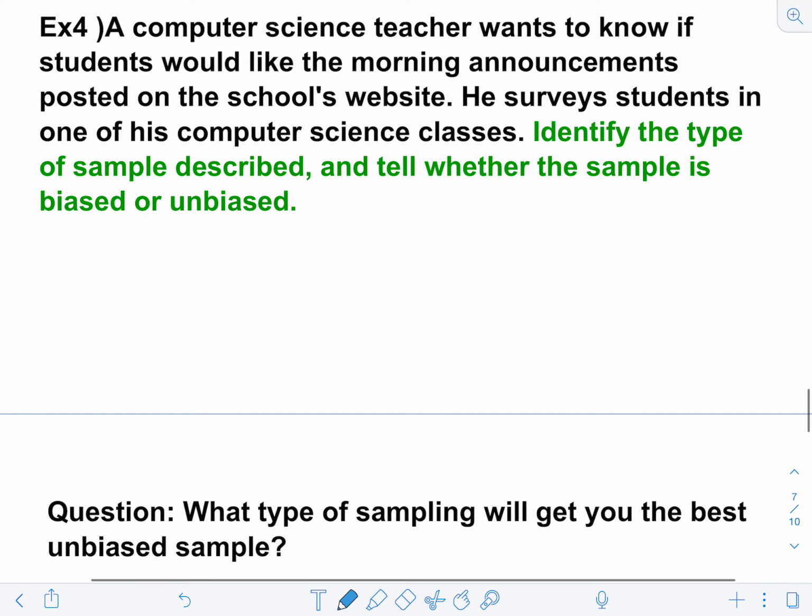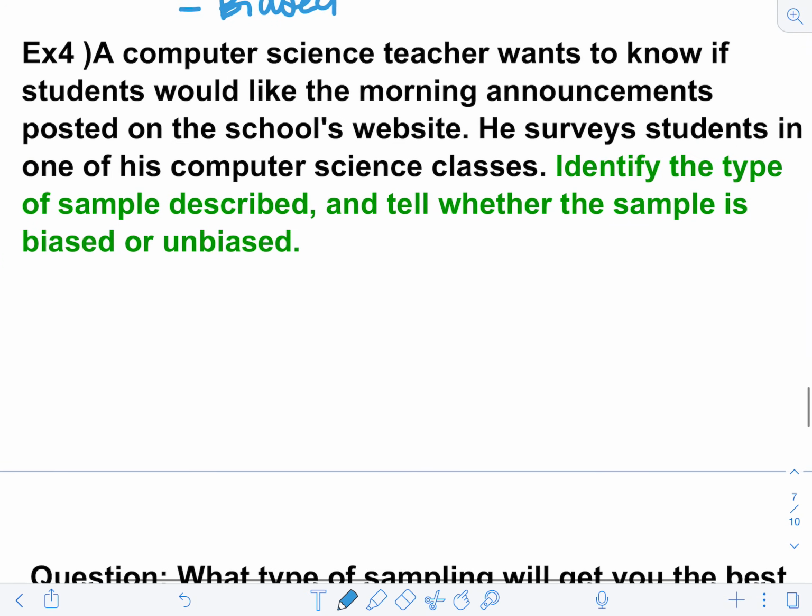Number 4. A computer science teacher wants to know if students would like the morning announcements posted on the school's website. He surveys students in one of his computer science classes. Identify the type of sample and whether or not it's biased.